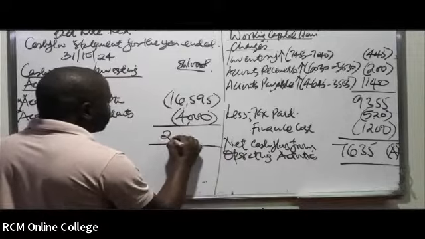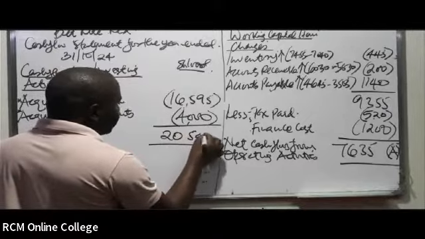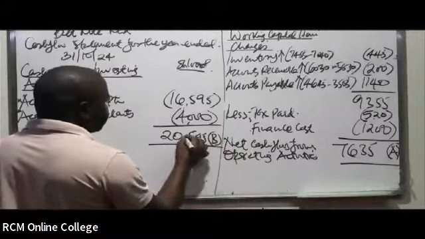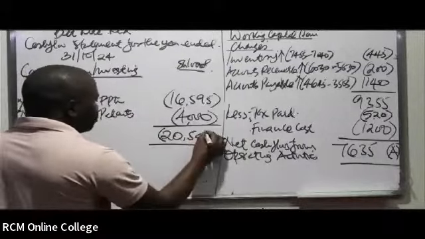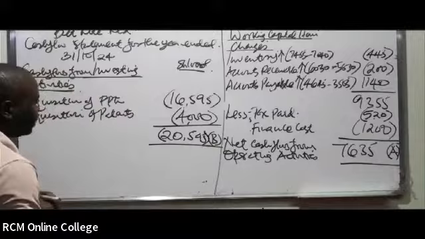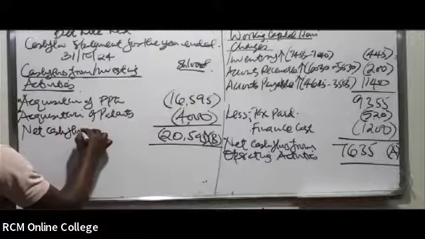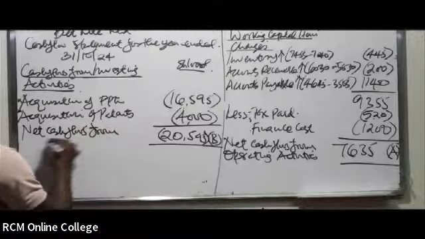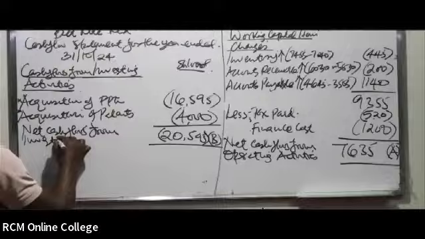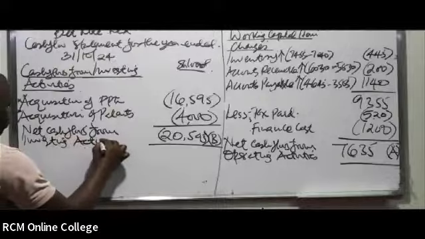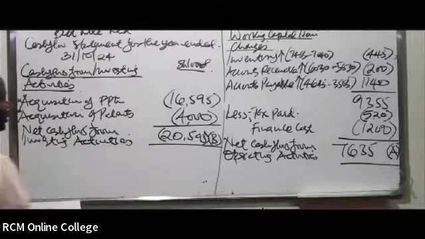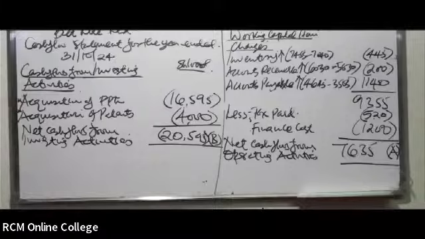So in this case, it brings what? 20,595. And this is the second part of the cash flow statement. It is a negative, so you put it in brackets. So these are net cash flows from investing activities. Like that, you put it like that, and you would have gotten the second part.